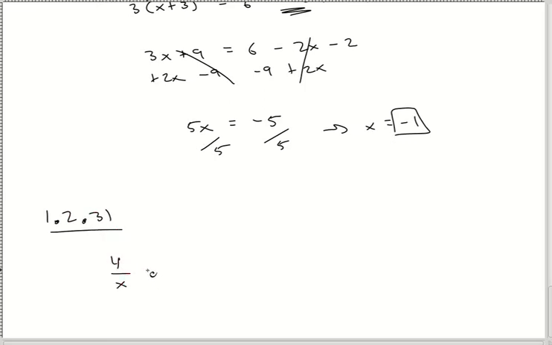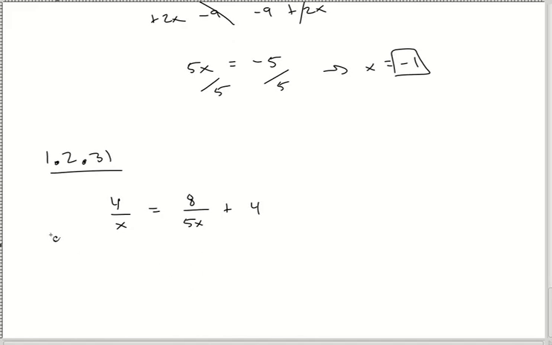Same thing here. I got 4 over x is equal to 8 over 5x plus 4. I'm looking for something that would multiply by everything to cancel out what you can. And I'm going to show you this time, I'm going to say 5x. Now you could have also said 5x squared. You would still get the same answer as me. But I just feel like I'm going to go a little bit easier this way. It's not as many x's, I guess.